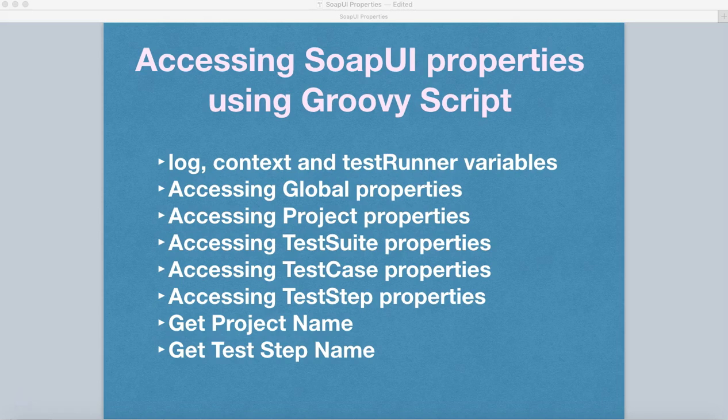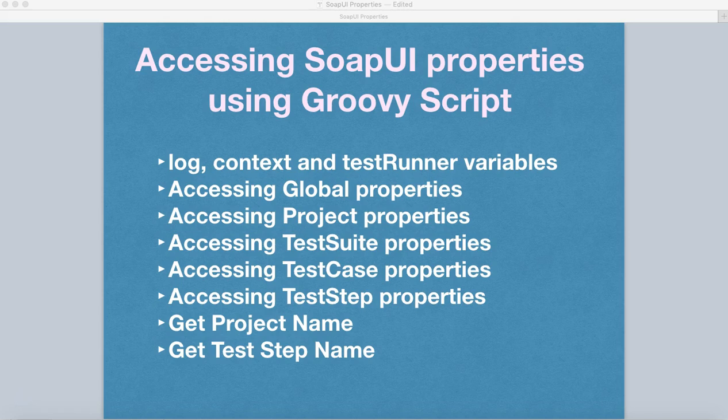In this tutorial, we are going to learn about the SoapUI properties and how you can access SoapUI properties using Groovy Script. Now, in the previous tutorial, we have already seen how you can define the custom properties in SoapUI at different levels like global, project, test suite, test case, and test step level, and then how you can utilize those custom properties in your test cases that we designed in the previous tutorial.